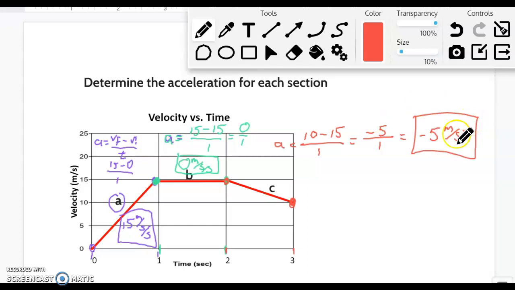So when I found the acceleration here, I got a positive number, 15. Remember, positive acceleration means that you're speeding up. That makes sense. Here we got 0. No acceleration means you're not changing your speed. That makes sense. And here we got a negative acceleration because we're actually slowing down. And that's what negative acceleration means. So that's kind of how we find acceleration off of a velocity versus time graph. And yeah, you'll be good.